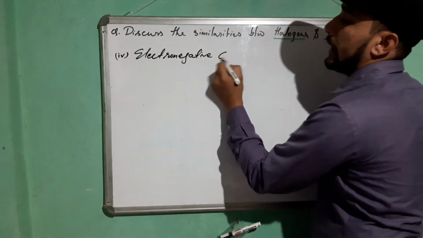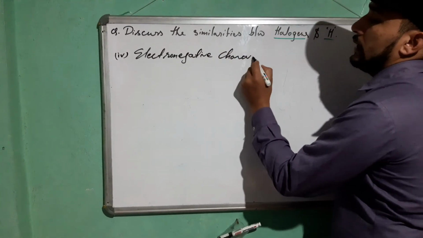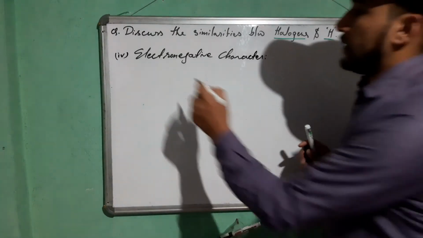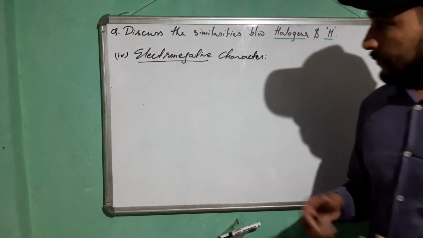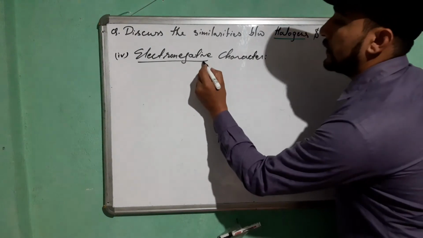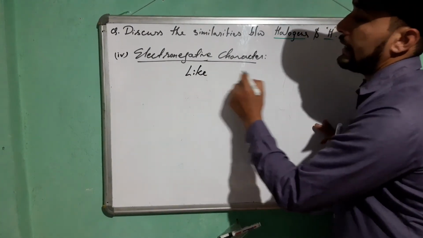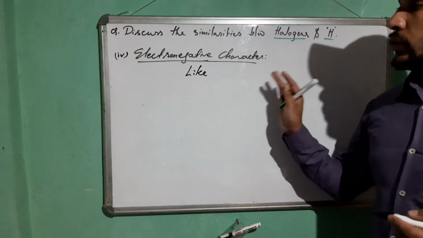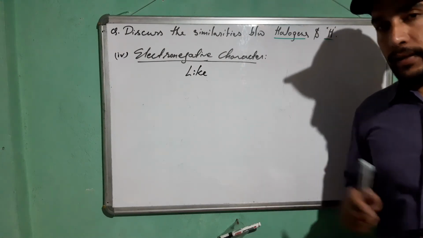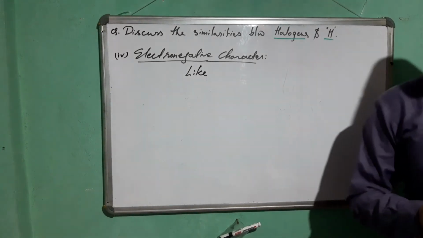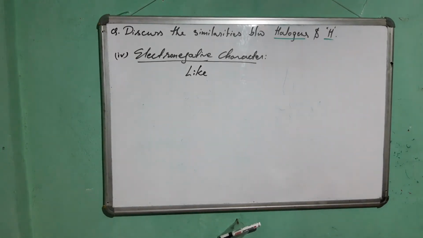Electronegative character means electron pulling character. Like halogens, hydrogen also has electronegative character. It has the tendency to pull electrons towards itself. Okay, electronegative means that.